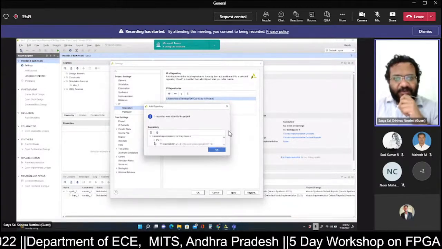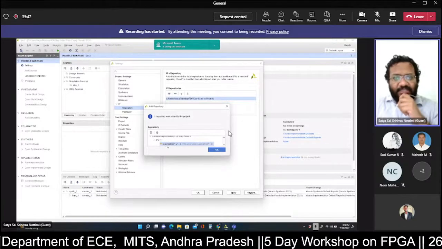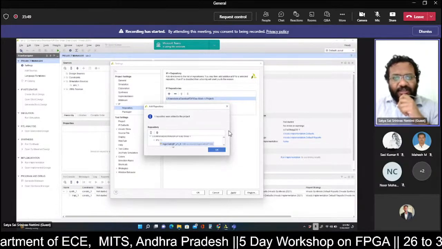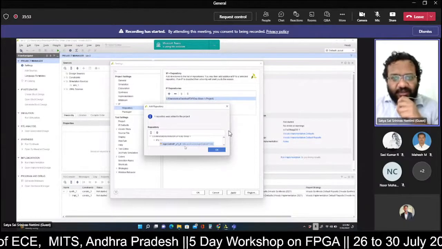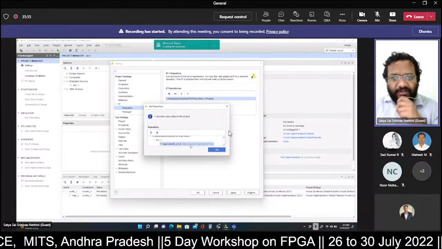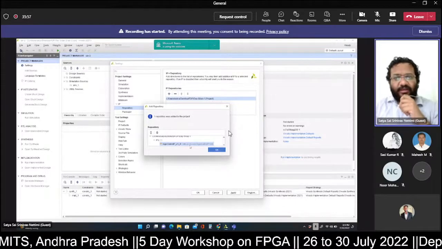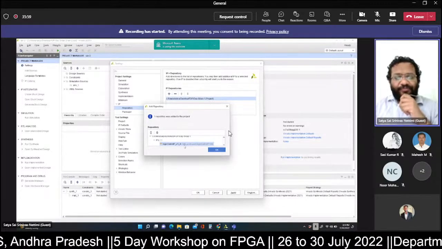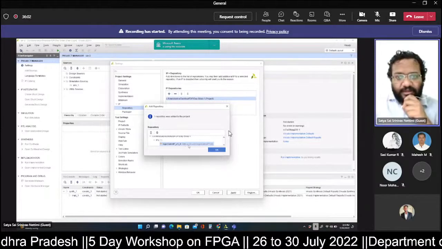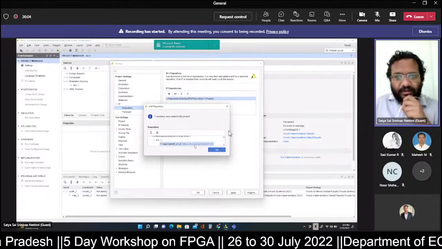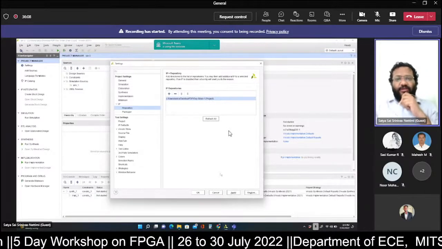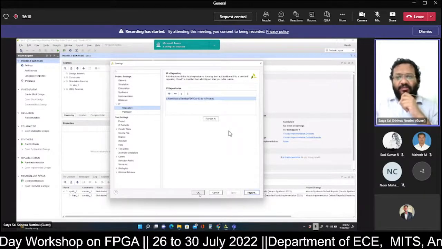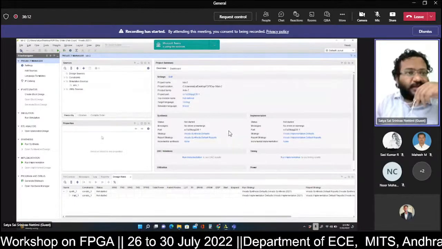So if you expand this, we can see our IP, logic gates IP version 1.0, and you can see the details as well. mits.ac.in is the vendor of that IP, and it is under the user library. If the details are matching, you can click on OK, click on apply, and click on OK. Now the path has been set.